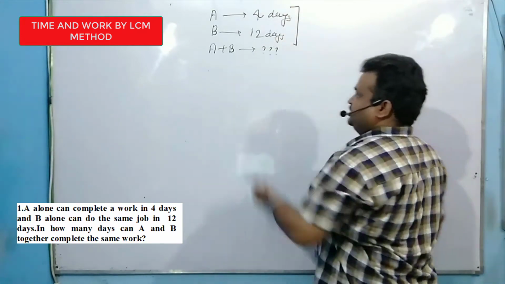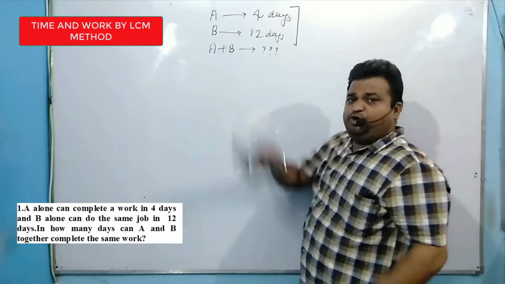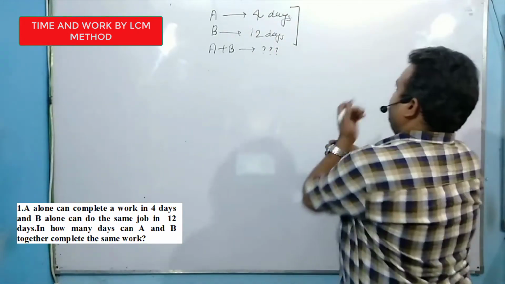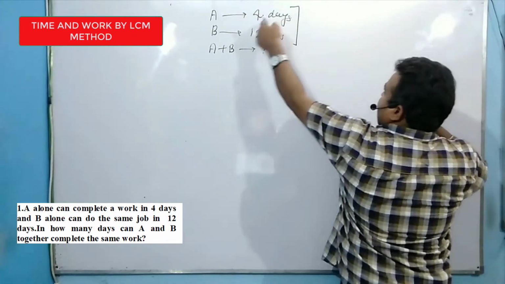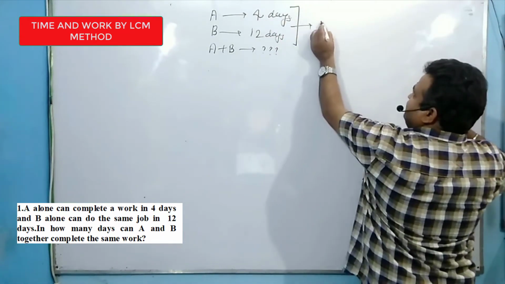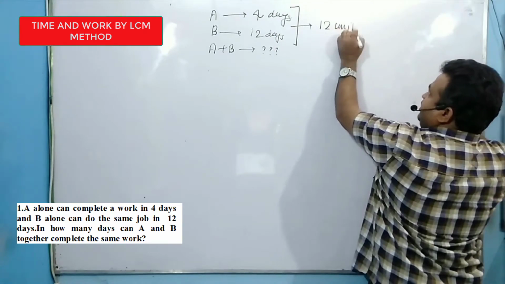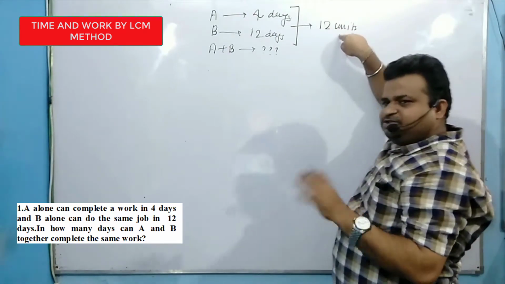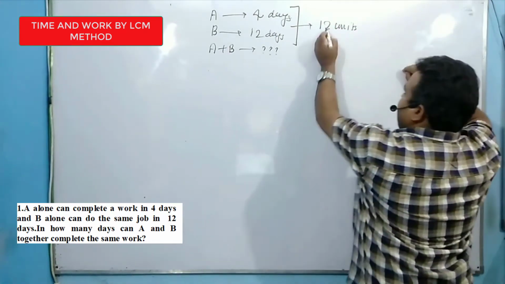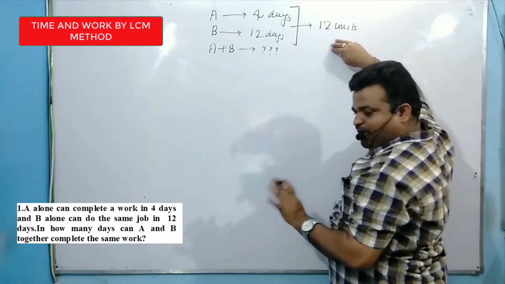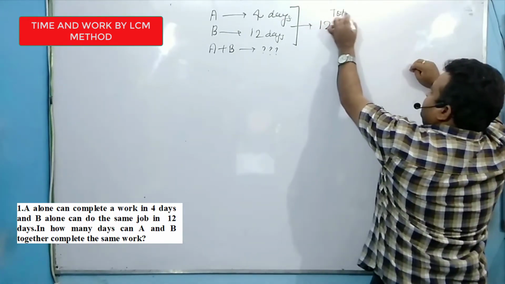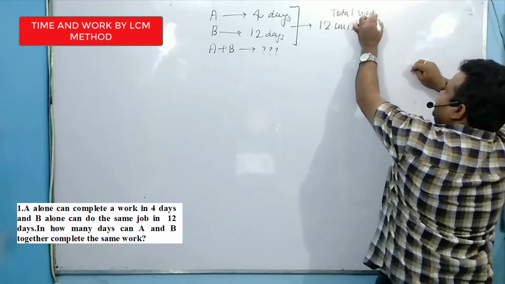Now what is my concept? My concept is the LCM, which gives you the total work done. So what is the LCM of 4 and 12? The LCM of 4 and 12 is 12 units. I converted it into units because this is more convenient to understand. So 12 units is my total work, which needs to be completed.